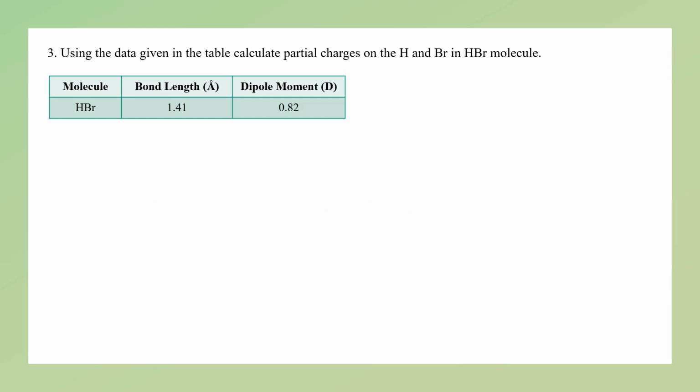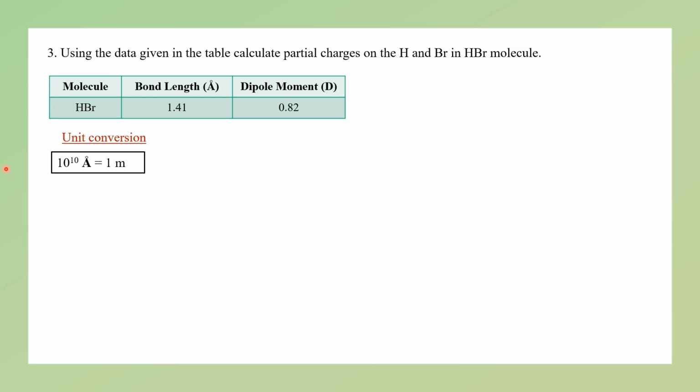Third example. Using the data given in the table, calculate the partial charges on hydrogen and bromine in the HBr molecule. The HBr molecule bond length is given in angstrom units. Dipole moment is given in debye units, 0.82 debye. The first step is unit conversion. We need to convert angstrom into meters.